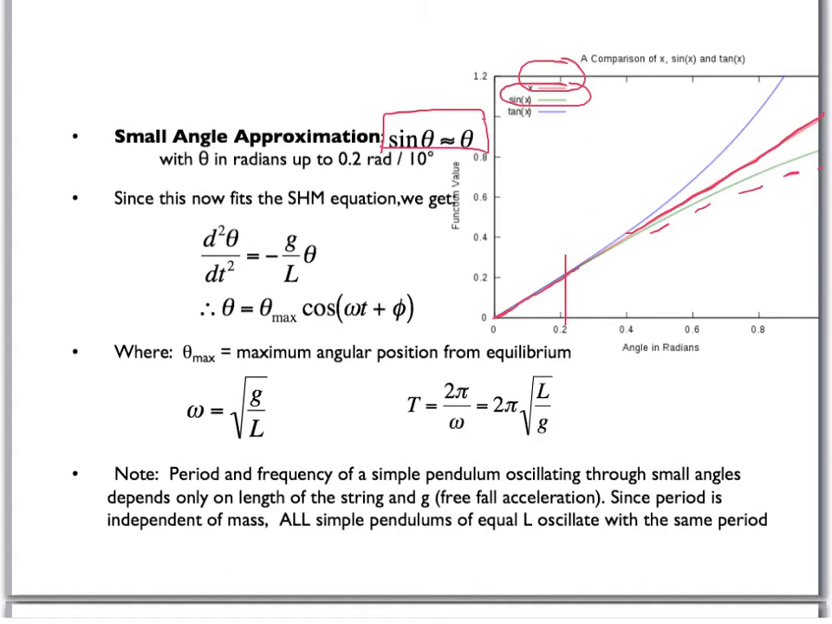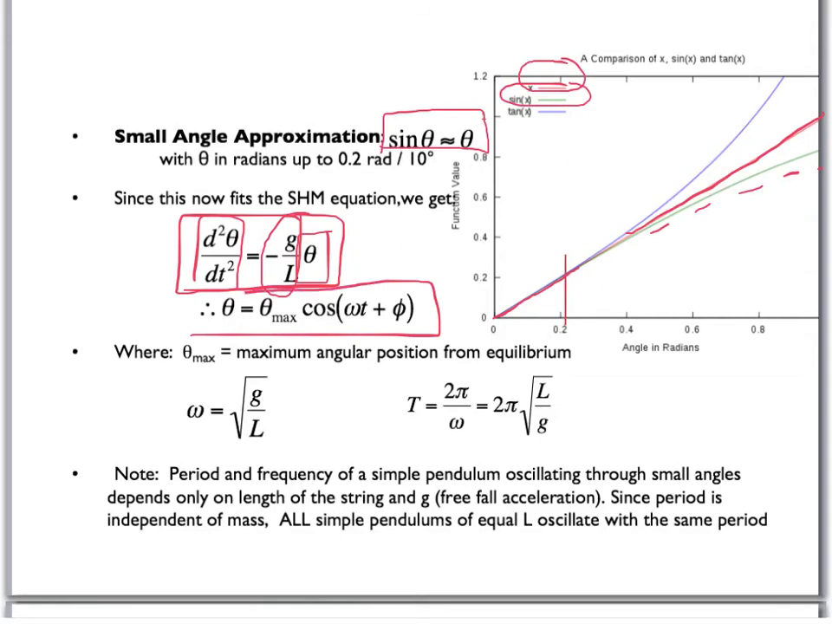So if we stick with small angles, then we could rewrite that expression from the last slide as this, where we do have the second derivative of theta being equal to some constant times that same function theta. And if that's the case, we can then fit it to our simple harmonic motion equation, where theta would be equal to some theta max times the cosine of omega t plus phi. Now, theta max would be your maximum angular position, much like the capital A or the amplitude.